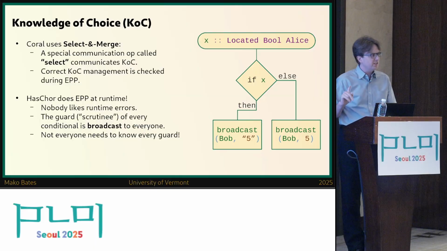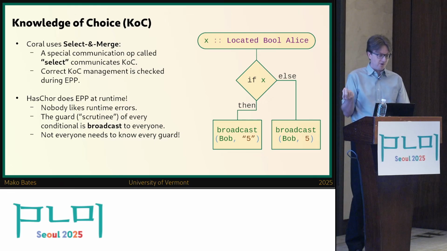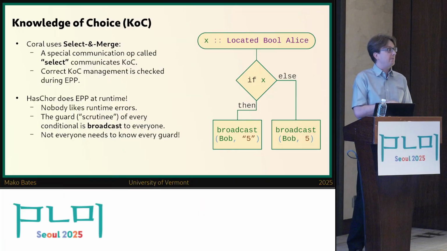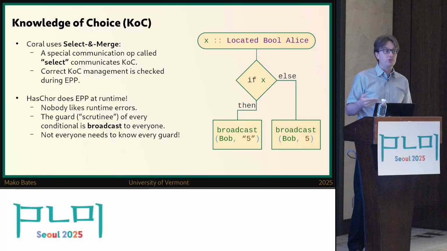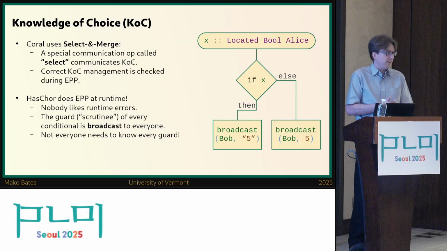Choral and a lot of prior systems use a select and merge strategy in which there's a designated communication operator just for managing knowledge of choice. And if the user makes any mistakes in their knowledge of choice management, that's detected during endpoint projection. But if you're doing library level choreographic programming as a fully embedded DSL, then your endpoint projection is going to happen at runtime. And we don't want runtime errors. So HasChor's strategy was to implicitly broadcast the guard of every conditional to everyone, which works, but it's not efficient because not everybody needs every single guard.